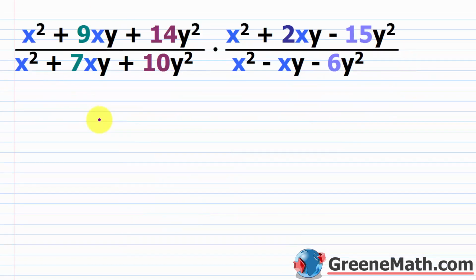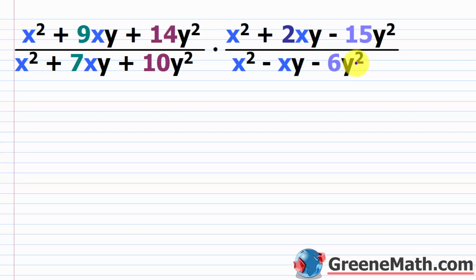Okay, let's look at a more tedious problem. It's not harder, it's just more tedious. So we have x squared plus 9xy plus 14y squared over x squared plus 7xy plus 10y squared. This is now multiplied by x squared plus 2xy minus 15y squared over x squared minus xy minus 6y squared.